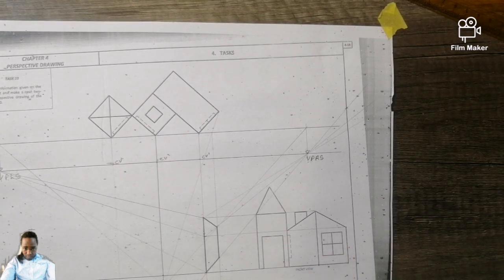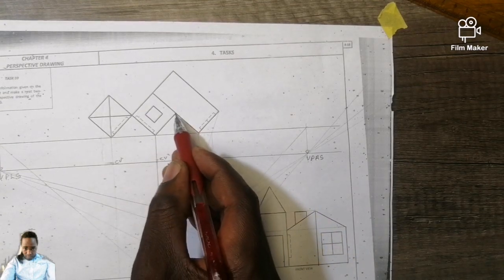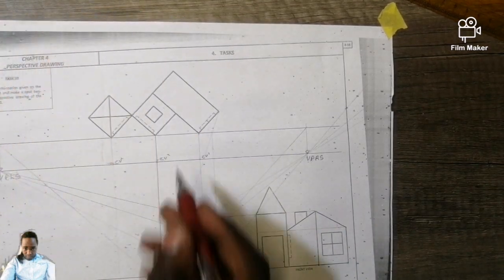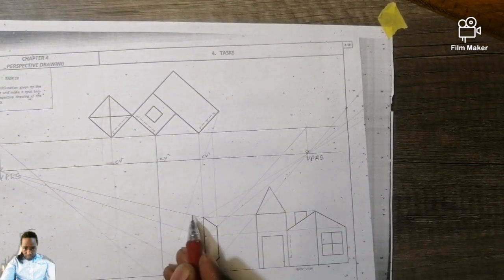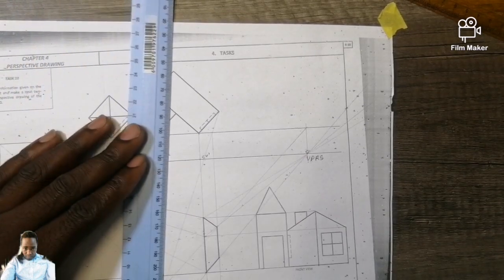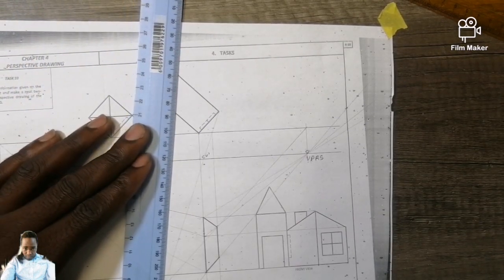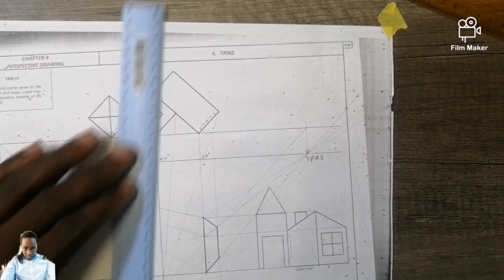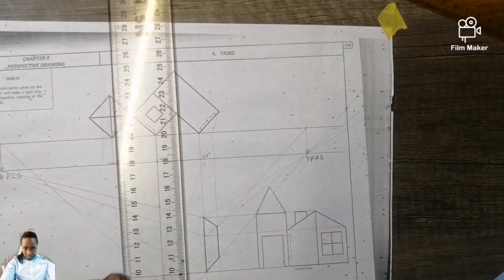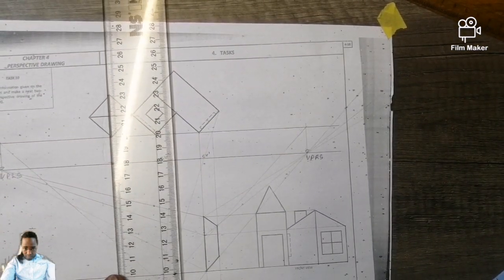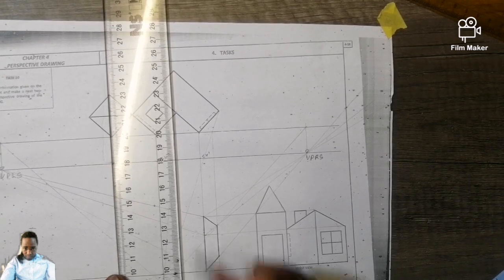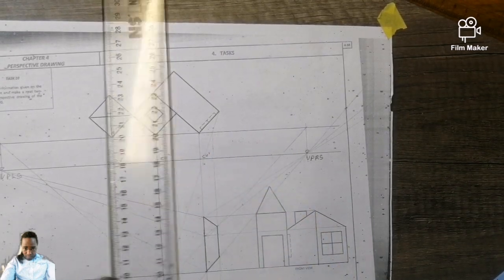Okay, so what are we going to do? We are going to take this point, because this point you must be getting somewhere there. Take this point to the stationary point. There it goes. Once it touches the picture plane, vertically down.